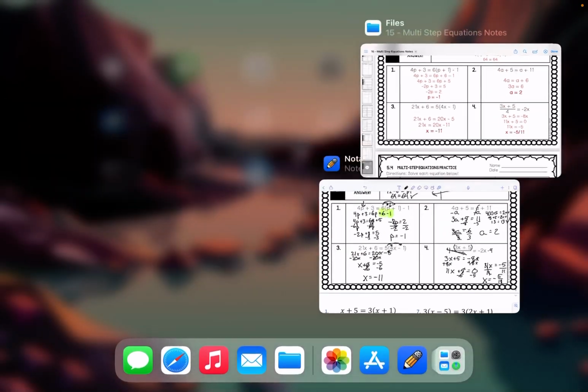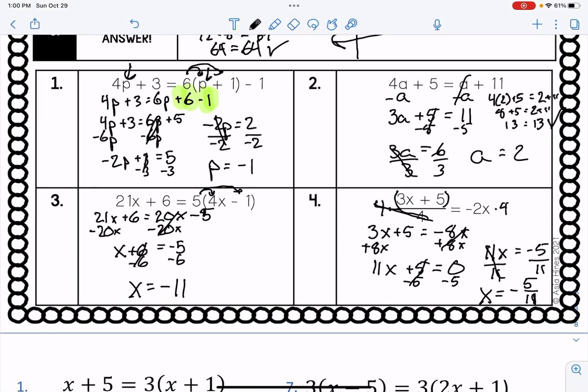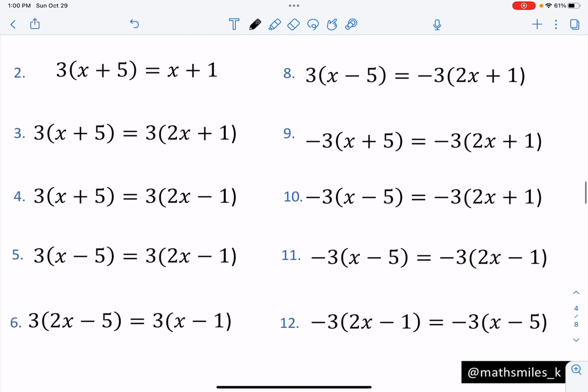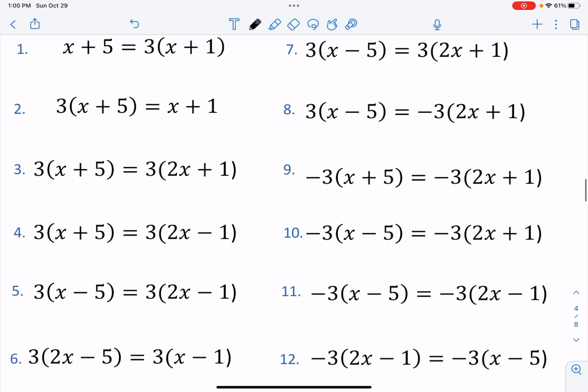Alrighty, so those were the examples from our paper. I said that there will be 3 kind of video shots for today. So on the next one, we're going to go through some other examples with all kinds of different stuff going on. Distributing with negatives, distributing with pluses or minuses inside of the parentheses. So we're going to get all kinds of distribution practice here as well.